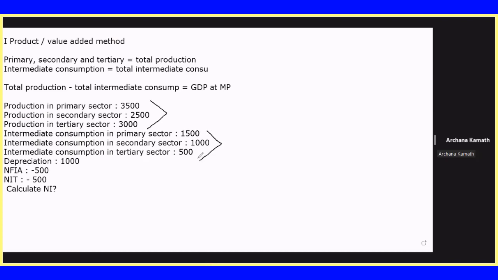First thing is you have to find out the total of production and total of intermediate consumption. 3, 5, 8. So total production is 9,000 and total intermediate consumption is 3,000. So difference between these two is going to give you GDP at market price. GDP at market price is 9,000 minus 3,000, which is equal to 6,000. From there, you can find out national income similar to what we have done in the last two questions.